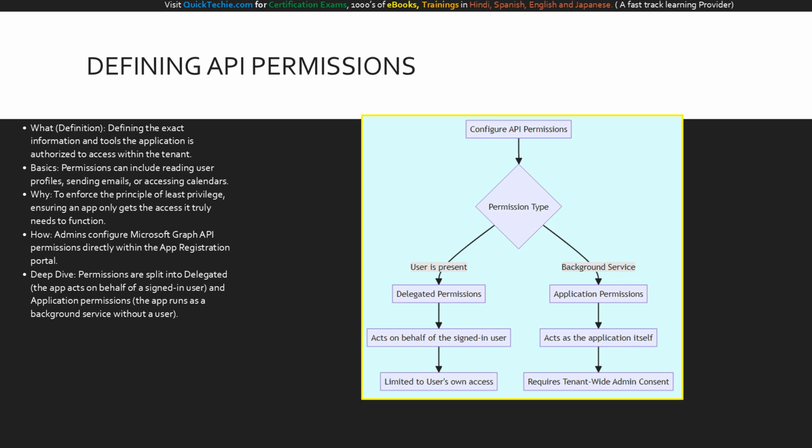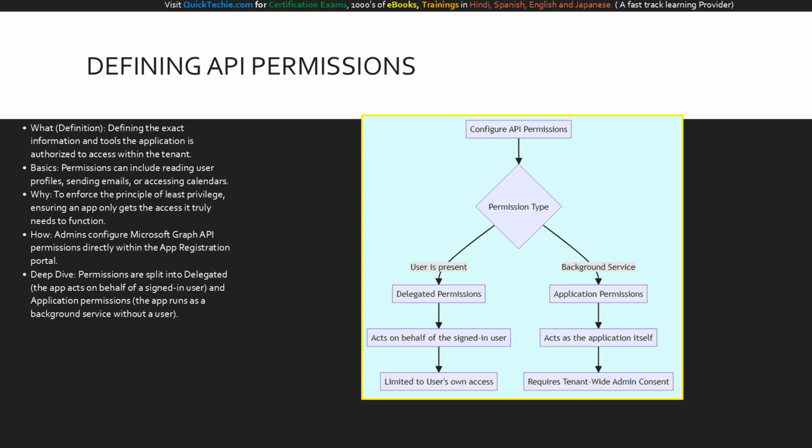We want to ensure that only trusted apps can interact with organizational data and that they only get the absolute minimum level of access required to function. As a deep dive, you must understand the two types of API permissions. Delegated permissions are used when a human is signed into the app, meaning the app can only act on behalf of that specific user. Application permissions, however, are used for background services or daemons running without a user. These are highly privileged because they apply tenant-wide, making strict oversight mandatory.